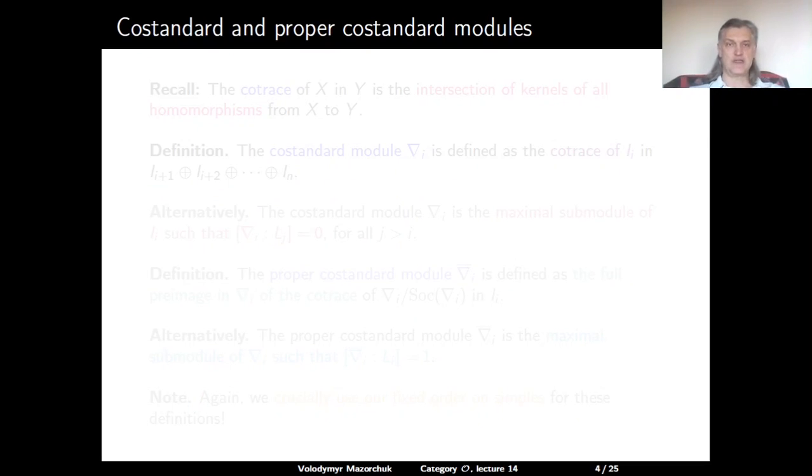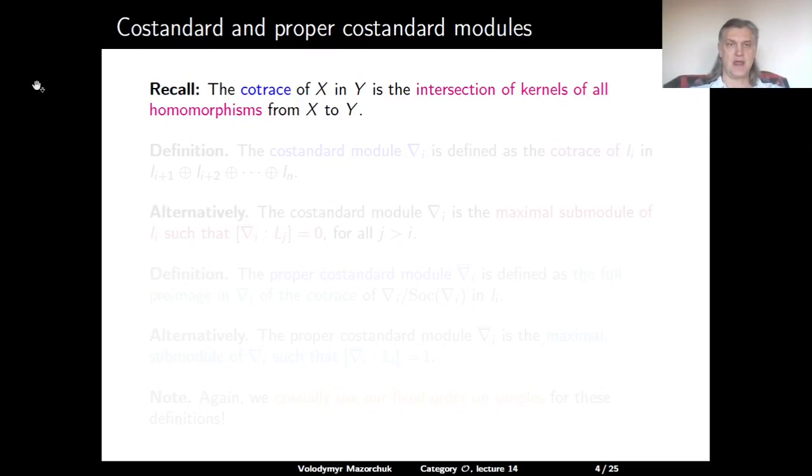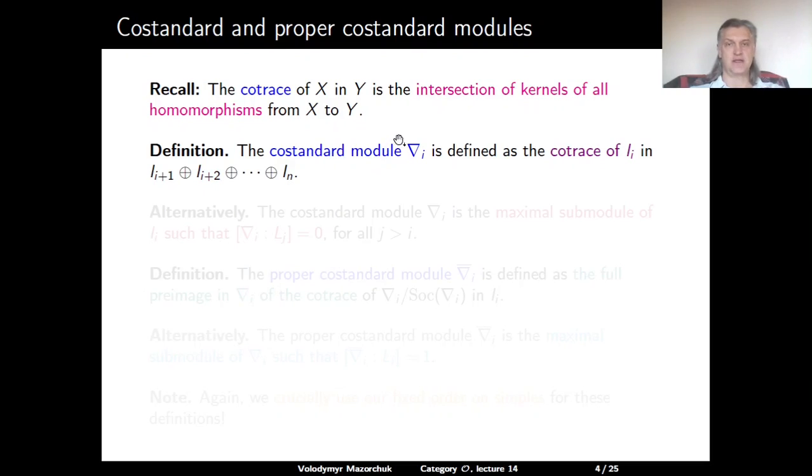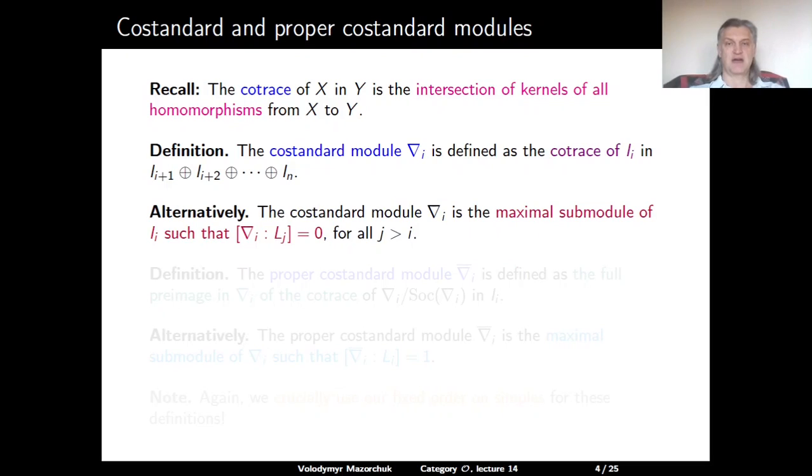Next, let us define costandard and proper costandard modules. Recall that the cotrace of X in Y is the intersection of kernels of all homomorphisms from X to Y. Now we define the costandard module nabla i as the cotrace of the injective module Ii in the direct sum of the injective modules Ii+1, Ii+2, and so on, In. Alternatively, we can describe nabla i as the maximal submodule of Ii, which doesn't have any composition subquotients which are isomorphic to Lj for j greater than i.